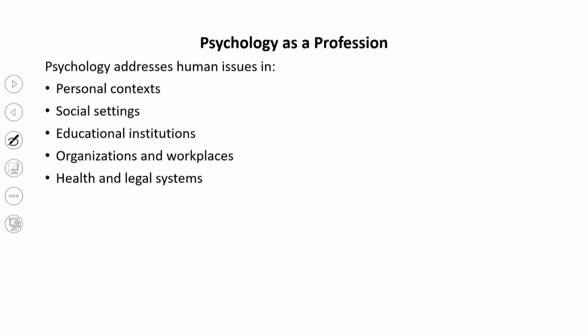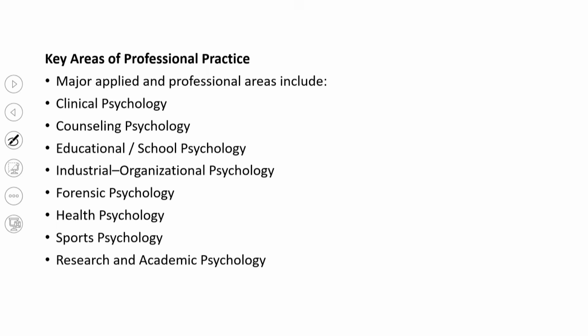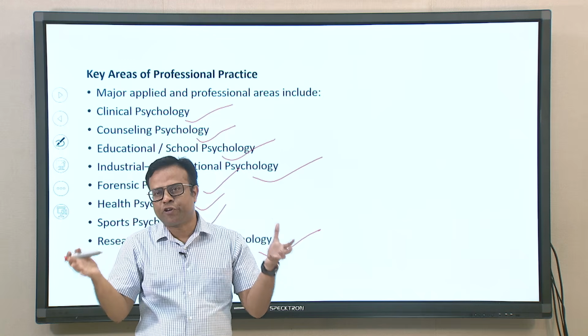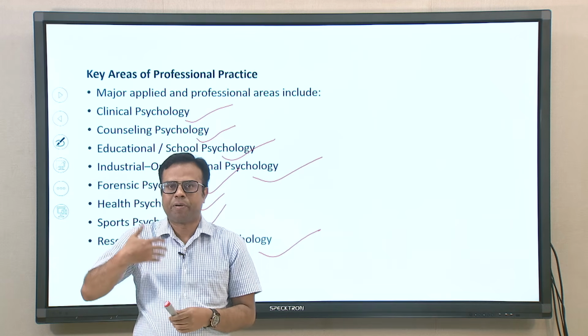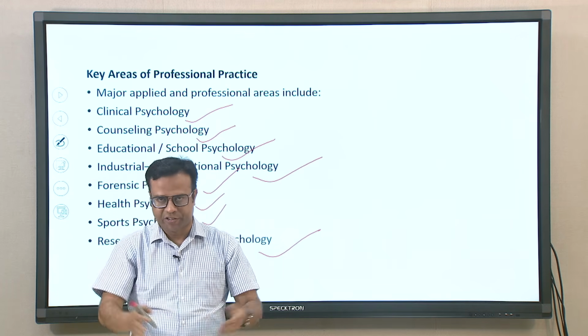Now, I said psychology is also a profession; it has a professional component because of this application part. Psychology addresses human issues in personal contexts, social settings, educational institutions, organizations and workplaces, health and legal systems. In all these contexts, psychological principles are applied, so it becomes part of a profession. Key areas of professional practice, if you see in today's world, where professional psychologists work, include clinical psychology, a professional area where people work in diagnosis and treatment of psychological disorders, counseling psychology, educational psychology, industrial organizational psychology, forensic psychology, health psychology, sports psychology and so on. In these areas, psychologists become professionals who give expertise.